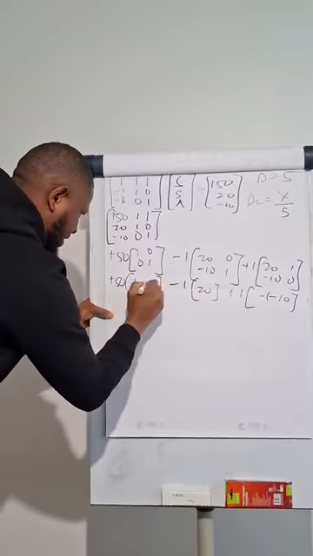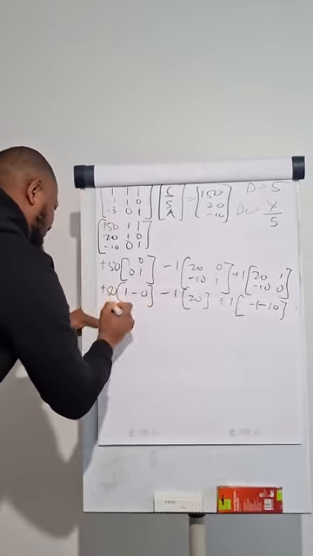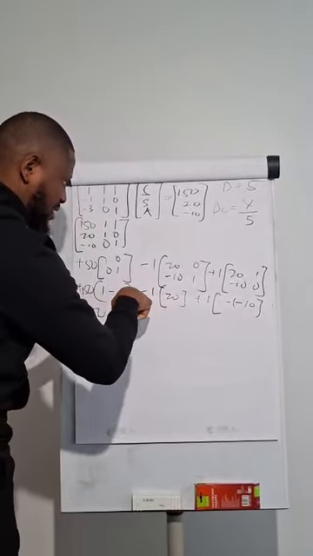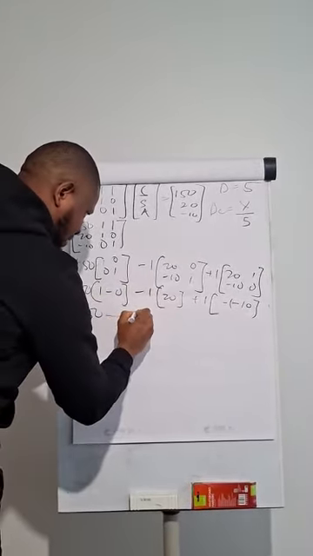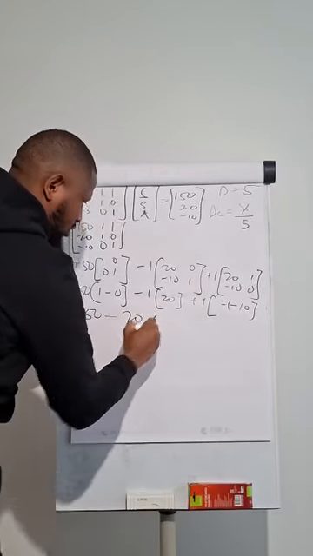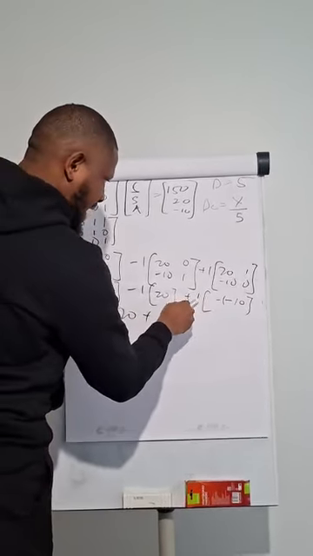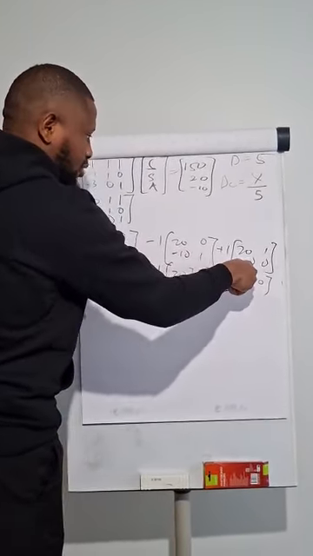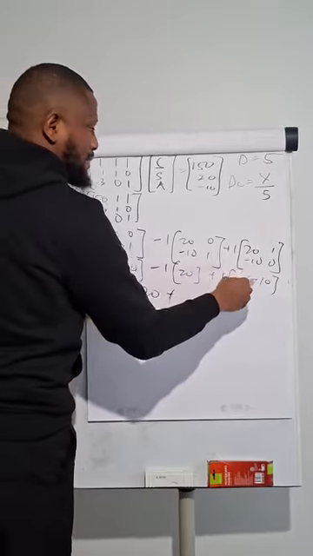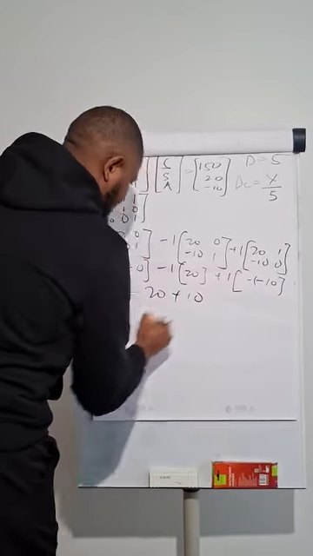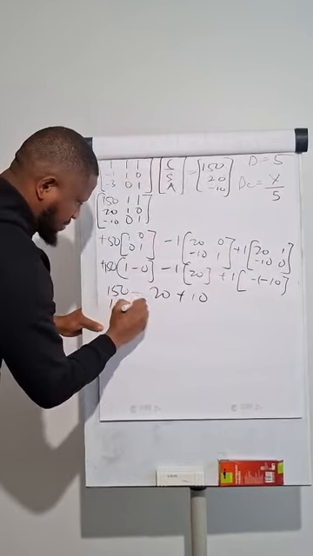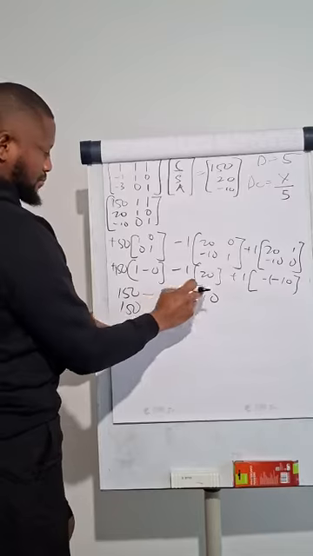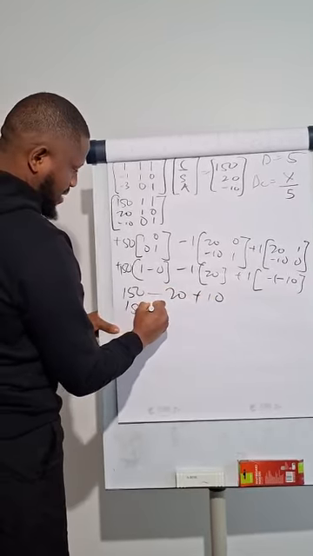Now this is 150. 1 minus 0 is 1, and 1 multiplied by 150 is 150. Minus 1 multiplied by 20 is minus 20. Plus, minus 1 multiplied by minus 10: when a negative multiplies a negative the result is positive, so plus 1 multiplied by plus 10 is plus 10. So you have 150 minus 20 plus 10. Minus 20 plus 10 is minus 10, so the result is 140.